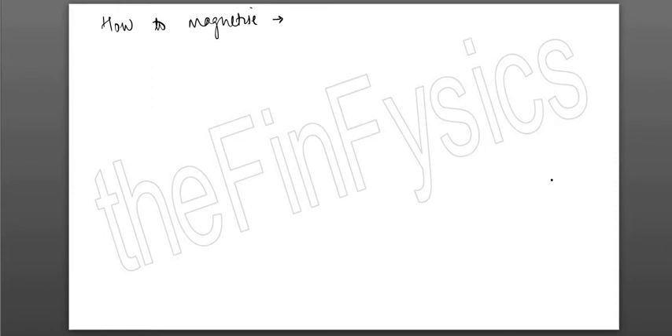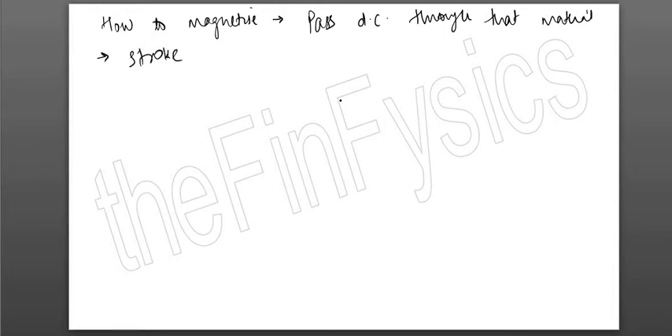How do you magnetize an iron rod? So multiple steps. One method could be to pass DC current through that substance or through that material. This is one way to magnetize it. Second way would be to stroke the substance with a magnet. These are the two ways to make a magnet.